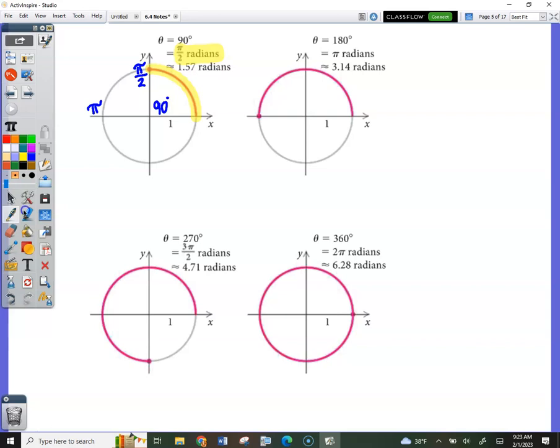Okay, what if I was rotating for 2 quadrants? Well, the full rotation is 2 pi, so half of 2 pi is pi, which is equivalent to 180 degrees. We are now going to refer to this as pi radians.